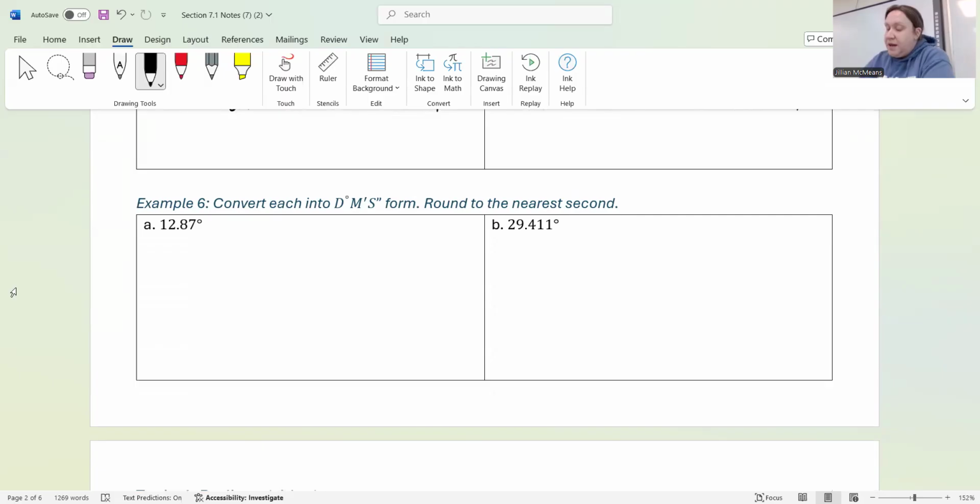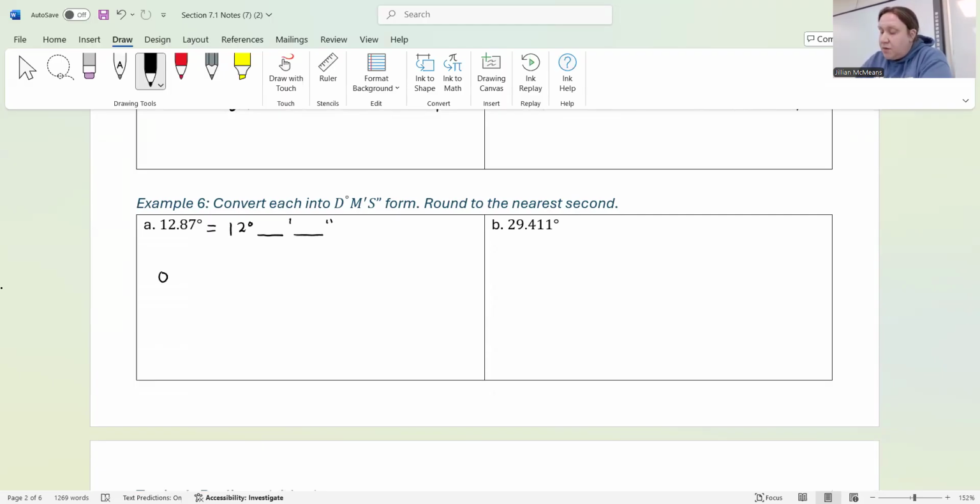So what's happening here is we have 12 degrees. We know that we have actually 12.87 degrees, but the number of degrees is going to be the number in front of the decimal, so that whole number. So we know we have 12 degrees. We need to take that 0.87 and convert it into minutes and seconds. So here's how we do that.